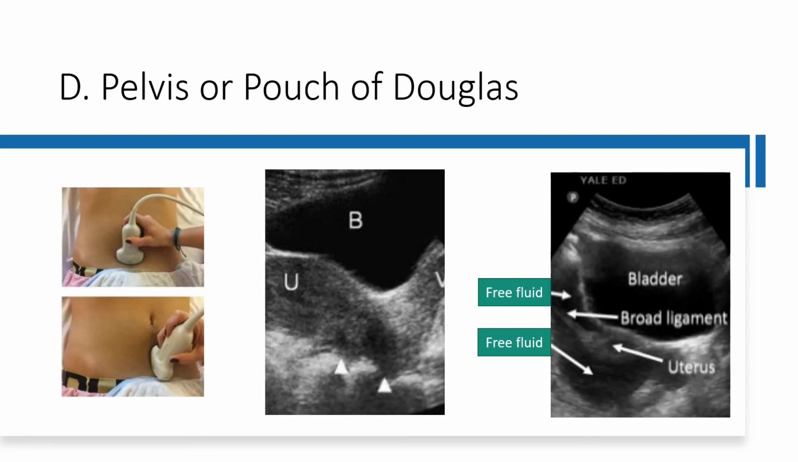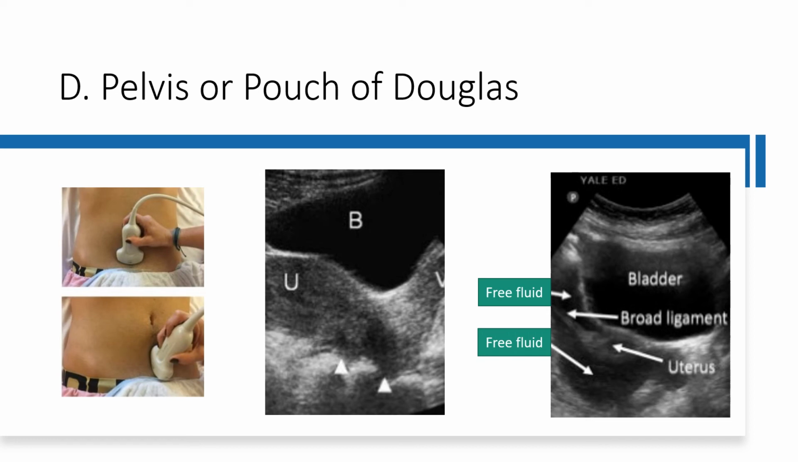Last view is D, the pelvis or pouch of Douglas. You put the ultrasound probe above the pubic bone with the marker pointing to the right in the first picture. Then you rotate the probe 90 degrees, so the probe marker will be towards the head. Okay, there you find the bladder. In the first picture you can see B is bladder and U is the uterus.